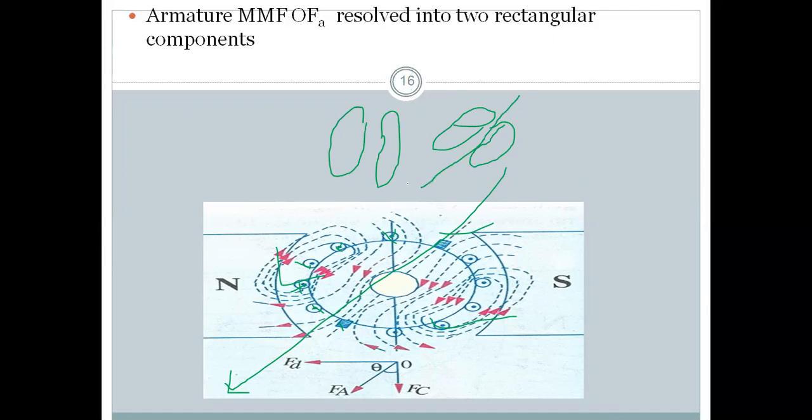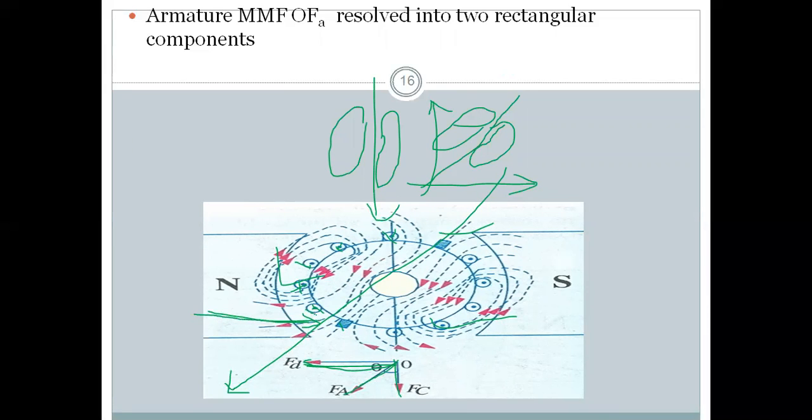Now this is a new FA. Previously it is FA, OFA. Now this is OFA, and it is resolved into two components. One is in the horizontal direction, one is in the vertical direction. Then this resultant OFA is divided into two components, FD and FC. The component in this direction indicates this is not the pole flux, but is because of the armature flux.